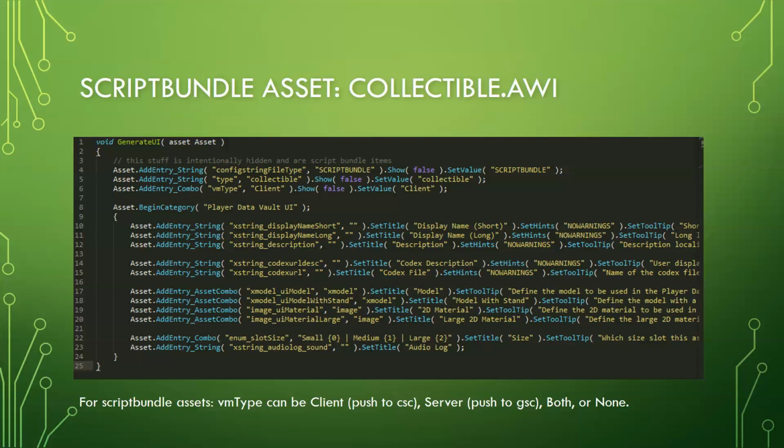It has a few special fields up at the top that all script bundles need. They definitely need the second line. The other 2 are optional. So all script bundles need this line particularly, type comma collectible, and then don't show it and set value collectible. So this is just AWI scripting language. It's kind of nice because you can call add asset, and then this returns the asset you want, and you say dot show false, and then that returns the asset, and set value collectible.